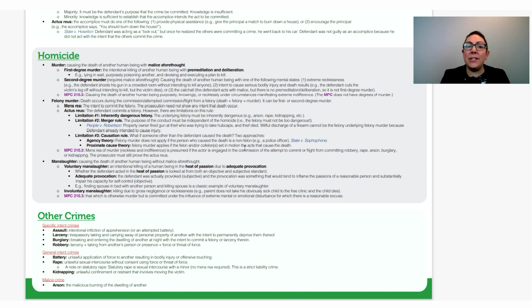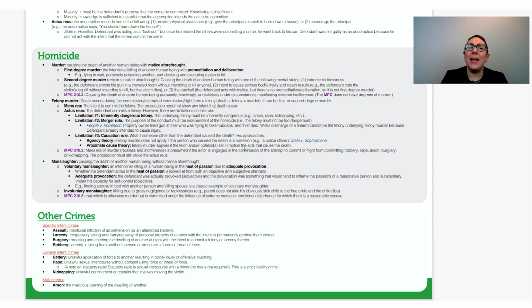The second limitation is the merger rule. This says that the underlying felony can't be something where the defendant intends to cause harm. If a defendant is, let's say, swinging a baseball bat, intending to hit the victim, and the victim does get hit and ends up dying, the act, the swinging of the bat, which is likely a battery, merges with the death, and that person's just going to be guilty of some degree of murder. First degree, second degree, manslaughter, but not felony murder.